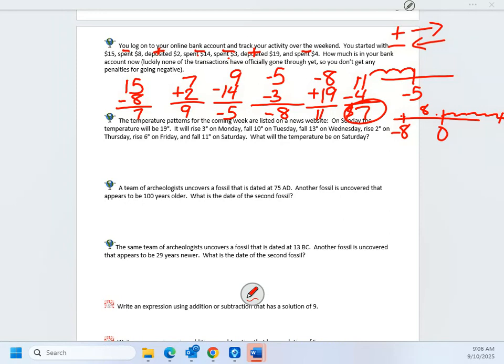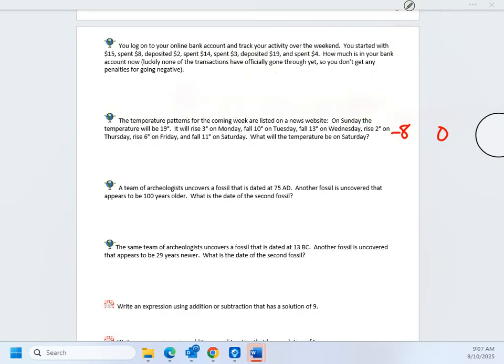So when we do these word problems, sometimes there are multiple steps. You do one step at a time, okay? I'm going to have you work through these word problems. At the bottom, it says, write an expression. So let's look at what writing an expression means.